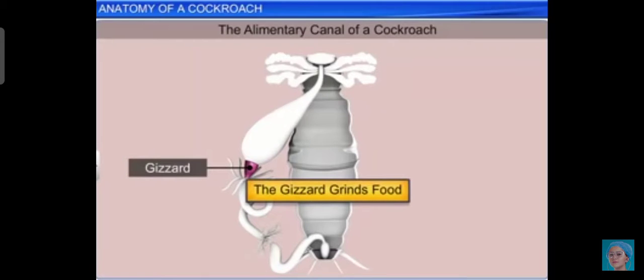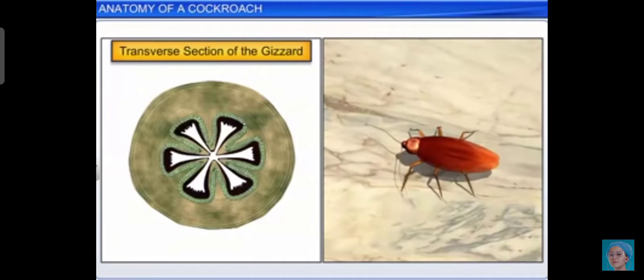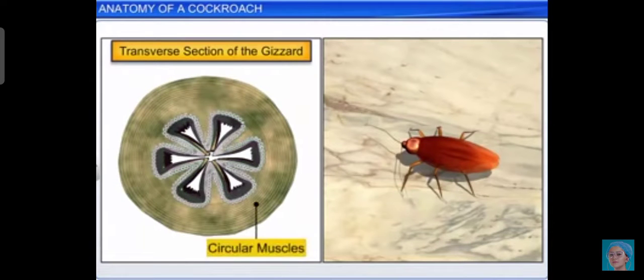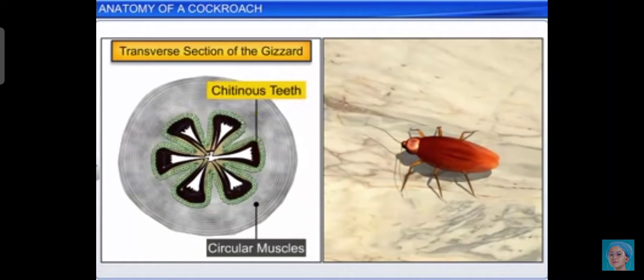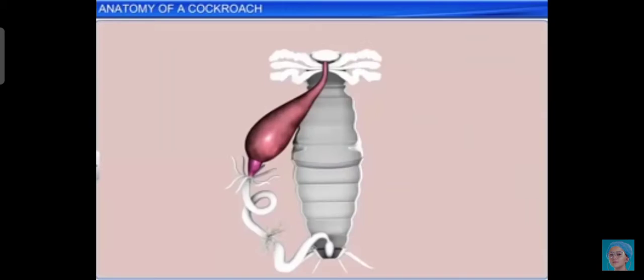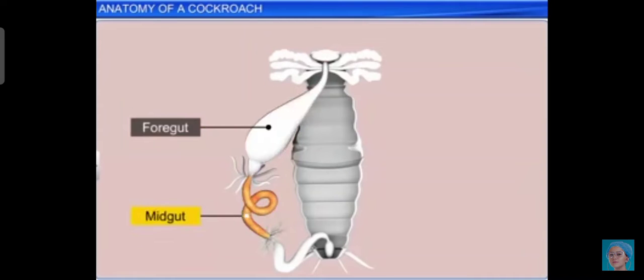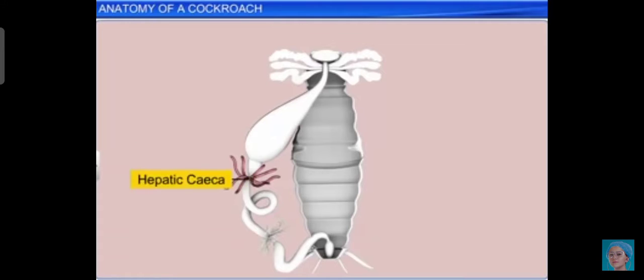The transverse section of the gizzard shows an outer thick layer of circular muscles and an inner thick layer of cuticle, which forms 6 chitinous teeth. At the junction of the foregut and midgut is a ring of 6 to 8 tubules called hepatic or gastric ceca, which secrete digestive juice.